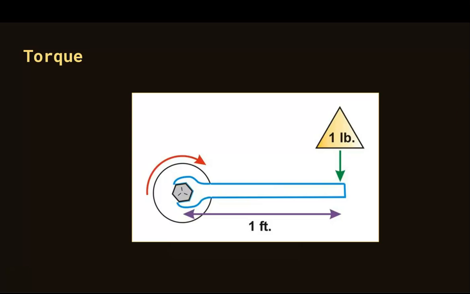In this example here, torque is actually rotational. So if we have a foot-long wrench and we apply a single pound to the end of that wrench, what we have here is 1 foot-pound of torque. And if we were to double that force, let's say we put 2 pounds on the end of this 1-foot wrench, what we have is 2 foot-pounds. We multiply those together and you get foot-pounds. So torque is a twisting force.